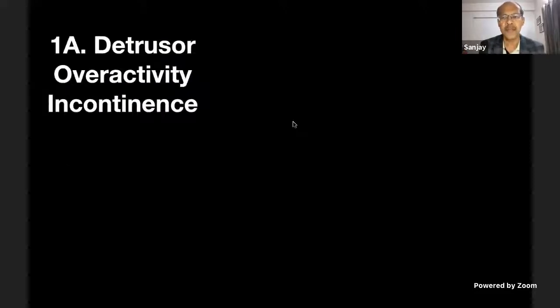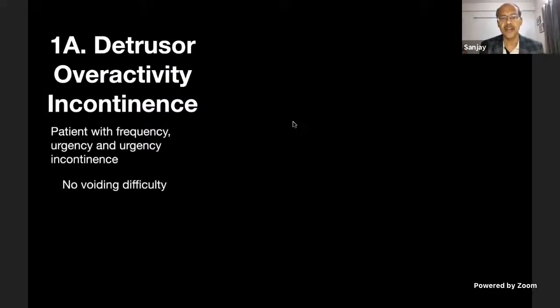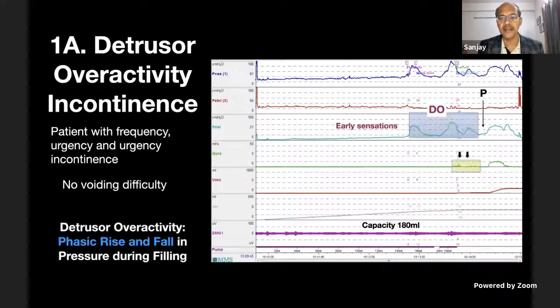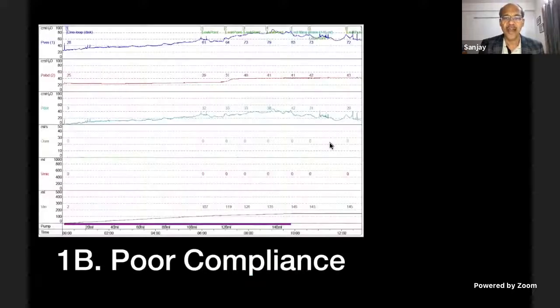Let's look at some of the basic findings that you can get. Now we know during storage, ordinarily the bladder pressure should be close to zero or a flat line. So if you don't get a flat line close to zero, it can take one of two forms. You can either get a phasic rise and fall, which you are seeing here. This is called detrusor overactivity, or you can get what's called poor compliance, which is a progressive rise in pressure. So these are two cardinal findings. These are not the only findings, but two cardinal findings during storage.